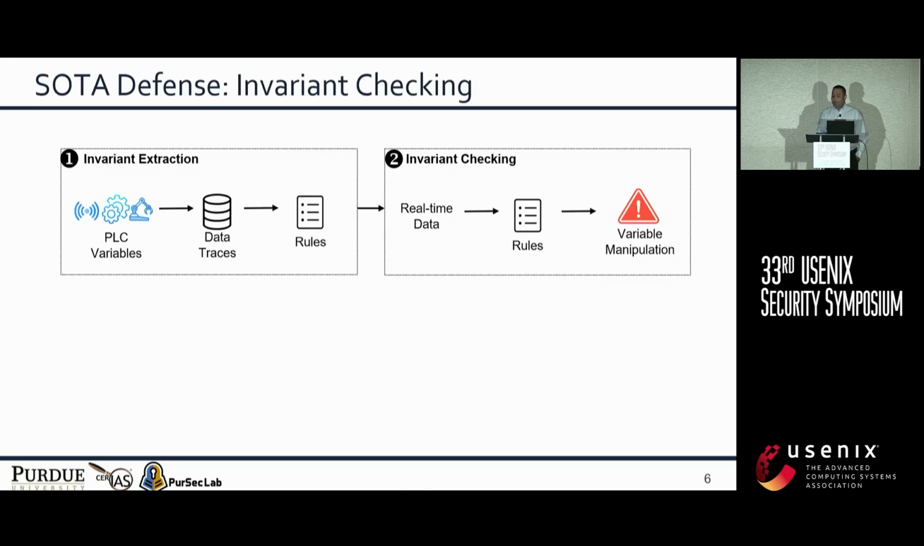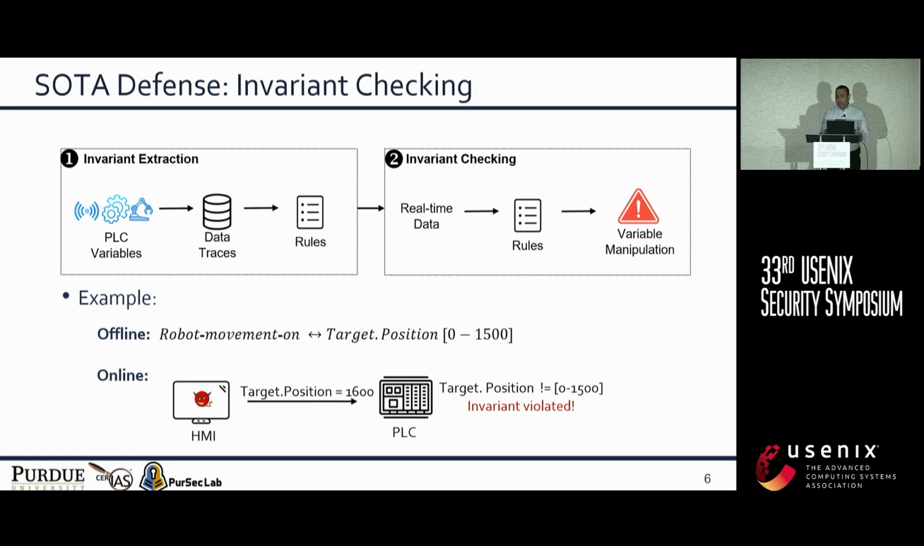To detect PLC variable attacks, prior state-of-the-art defense methods use invariants, which define the relationship between the PLC variables and their value bounds. The process of invariant checking involves two key steps. First, invariants are generated by applying data mining techniques to the historical data traces. Second, these invariants are then used to monitor the real-time PLC variable data to detect violations.